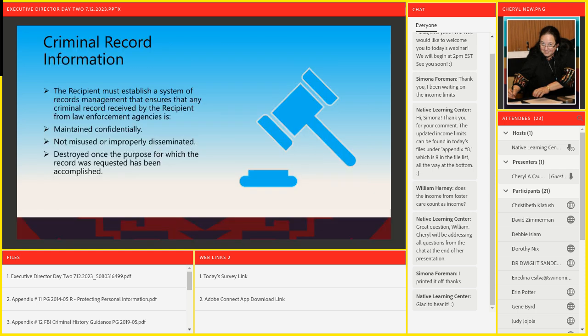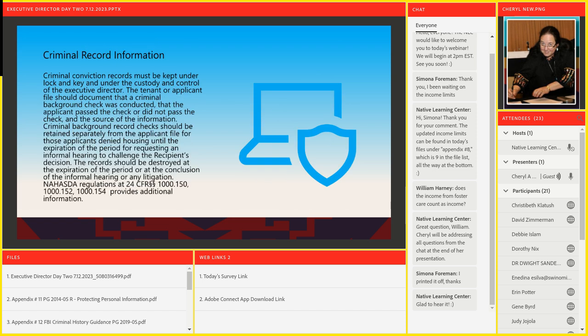So you must establish a system of records management that ensures any criminal record received by the recipient from law enforcement is maintained confidentially, not misused or improperly disseminated, and destroyed once the purpose for which the record was requested has been accomplished. Okay. So your criminal record information must be kept under lock and key under the custody and control of the ED. Tenant or applicant file should document that the criminal background check was conducted.